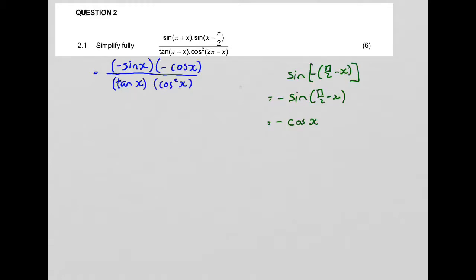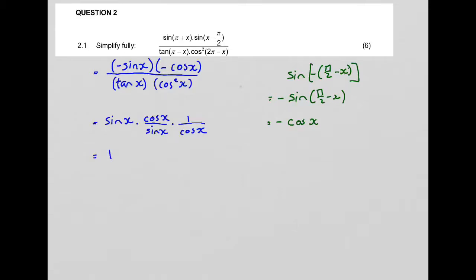Right, so to tidy up, we can see that the two negatives will cancel, so we won't have to worry about those anymore. The cos squared x cancels with 1 over cos squared x at the bottom, so we're left with 1 over cos x for those two terms. And we can change this tan x, so we're going to leave the sine x. Tan x is sine over cos, but because it's at the bottom, it's actually cos over sine x. So we have cos x over sine x times the 1 over cos x that we got from the first step, and everything cancels.